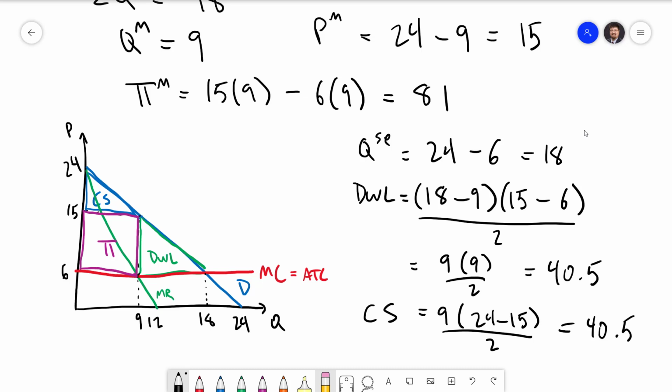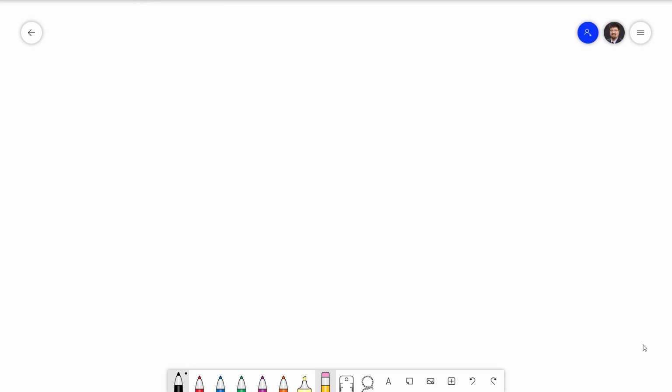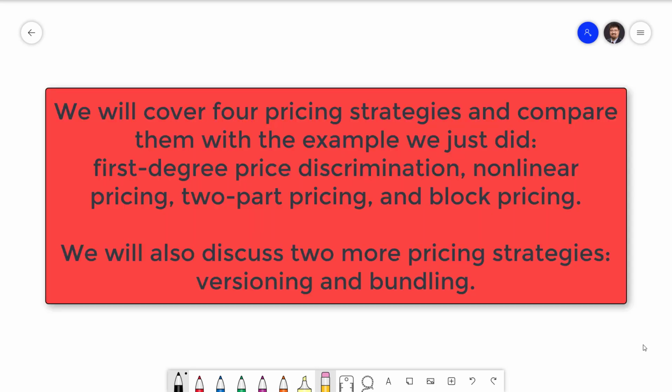We're going to keep all these numbers in mind as a baseline as we explore some more advanced pricing strategies later on. Now that we've established our monopoly pricing baseline, I'm going to give a quick overview of the type of strategies a monopoly might pursue to make even more profit. We're going to start with 4 different pricing strategies that we can directly compare back to the example that I just did. First-degree price discrimination, nonlinear pricing, two-part pricing, and block pricing.